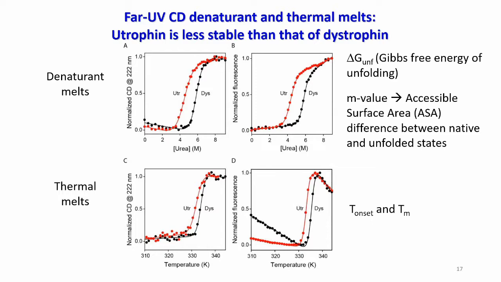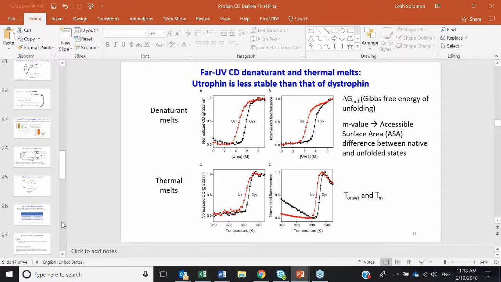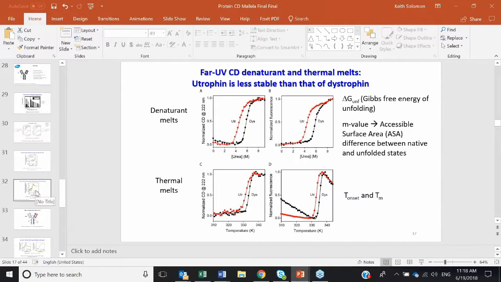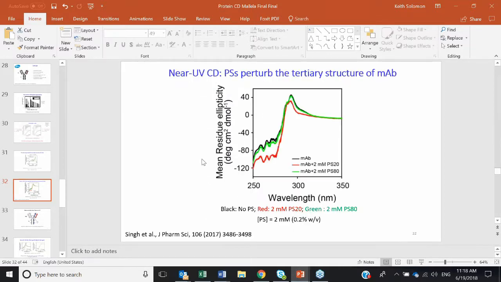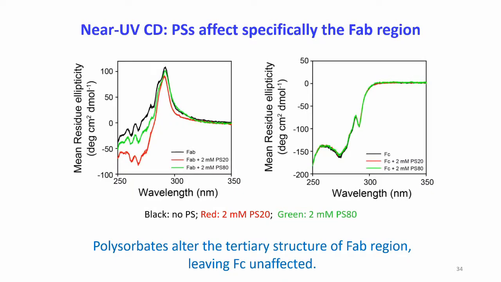So the problem is basically that near UV CD requires a little high concentration. If you want to get a near UV CD signal, you have to use almost 50 micromolar protein concentration to get a good signal. So we were unable to do the KD using near UV CD.